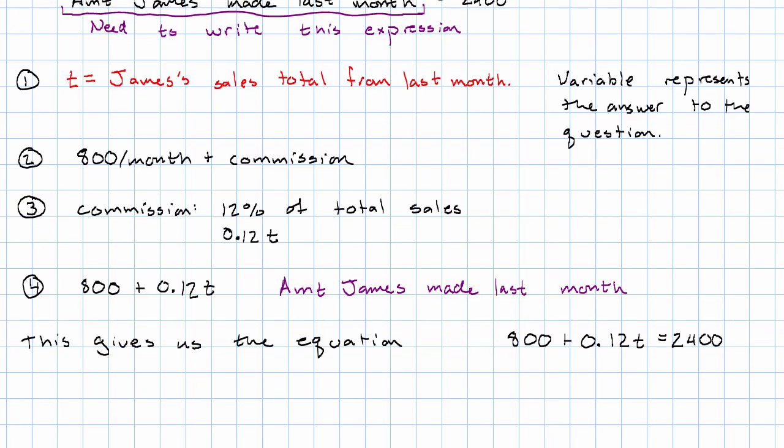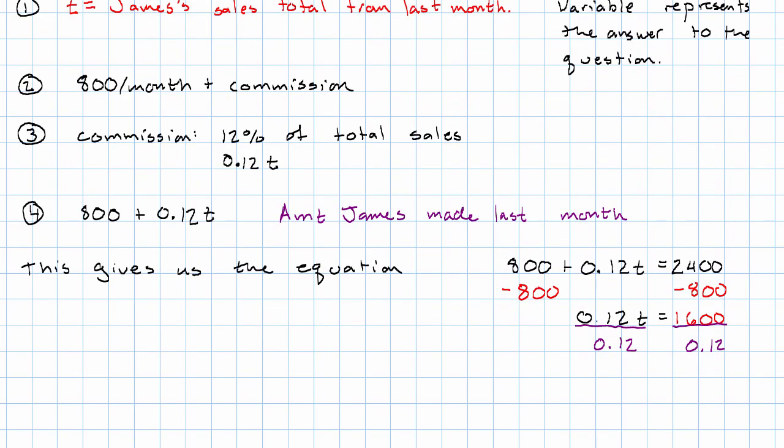We only have a variable on one side, so we want to get rid of that 800. We'll have 0.12T equals 2,400 minus 800, which is 1,600. And now we want to get rid of the 0.12. Easiest to think about that is division by 0.12.